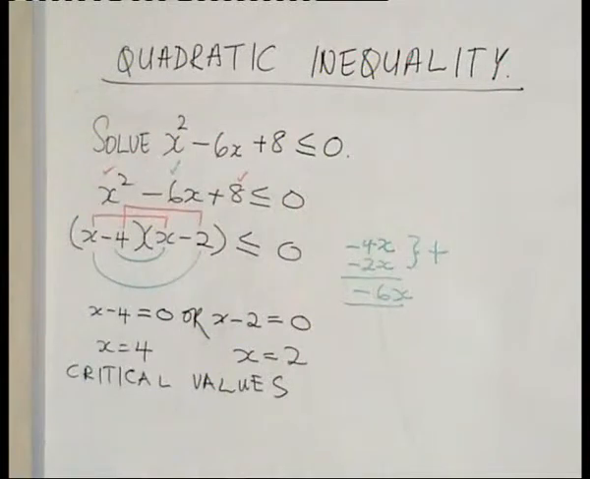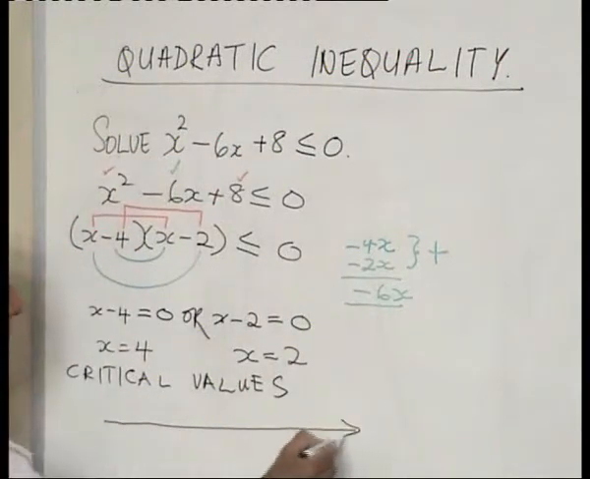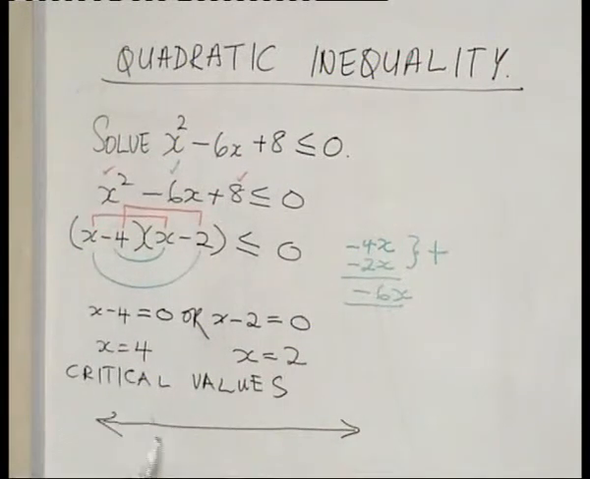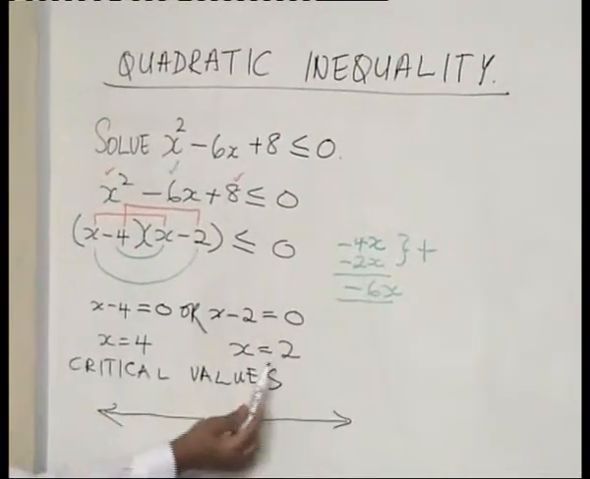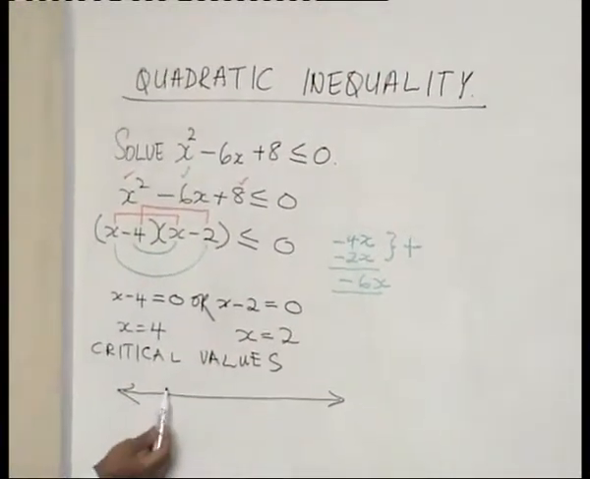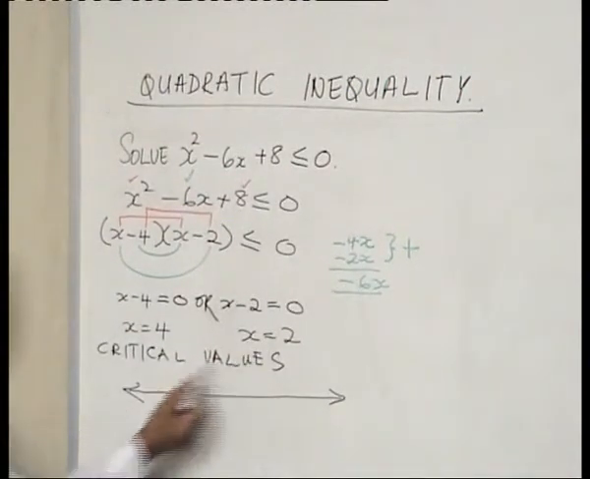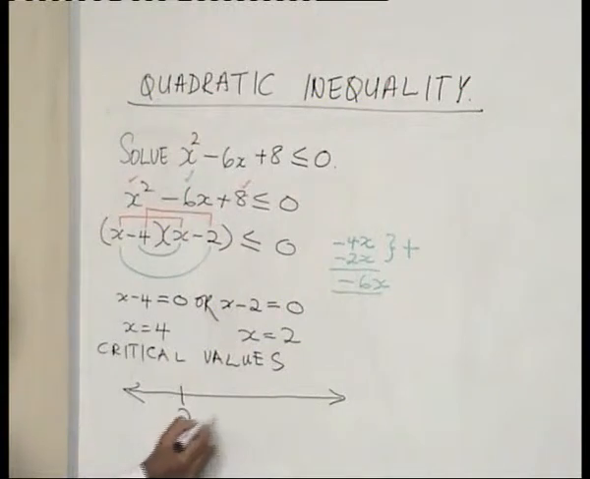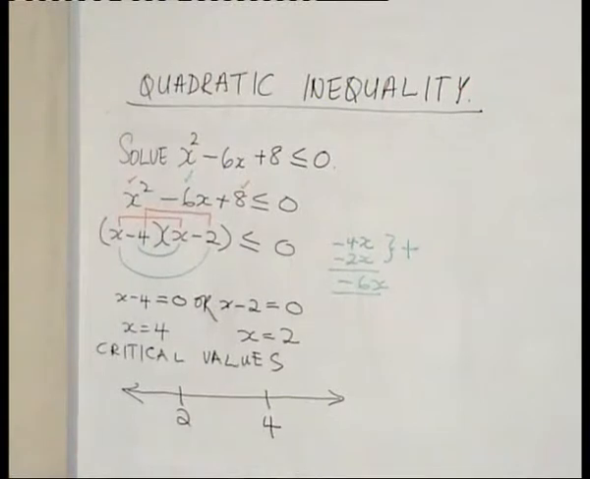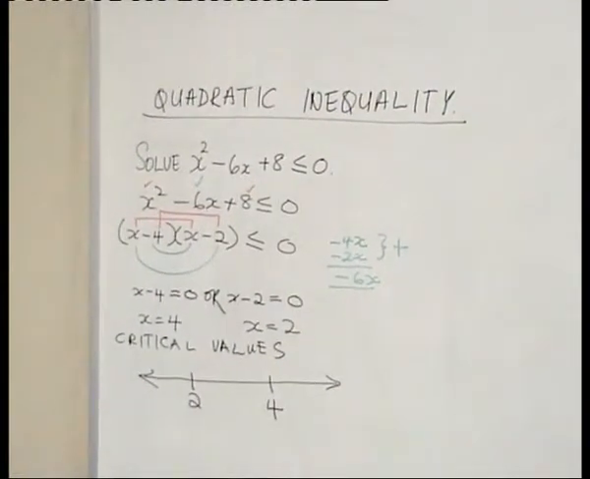After you have found the critical values, there are many ways to do it. There's at least 3 ways. So I'm going to show you just the number line way. You draw a number line, and on the number line, you must put the critical values the way they appear on a number line. So therefore, 2 will come first and 4 will come second. That is how they appear on the number line. The order must be correct.